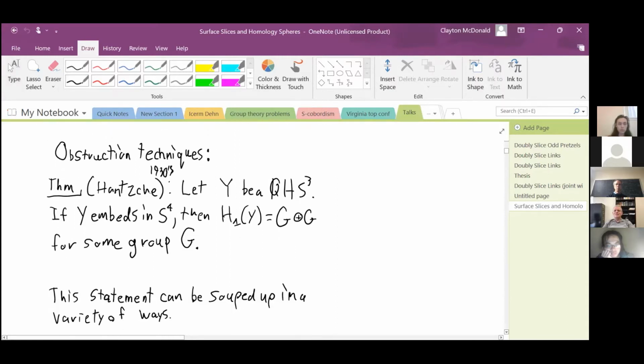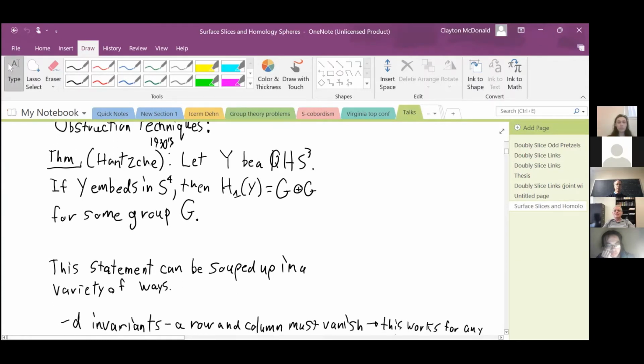All right, so there's a few ways that you can soup up this invariant. Well, maybe I shouldn't say that it's quite souped up. It's just a different obstruction technique, but I see it as the same core thing. So one example is the d invariants. The d invariants are homology cobordism obstructions. In particular, if you have an embedding into S4, then the splitting that you'll be getting will give you two homology cobordisms to S3.